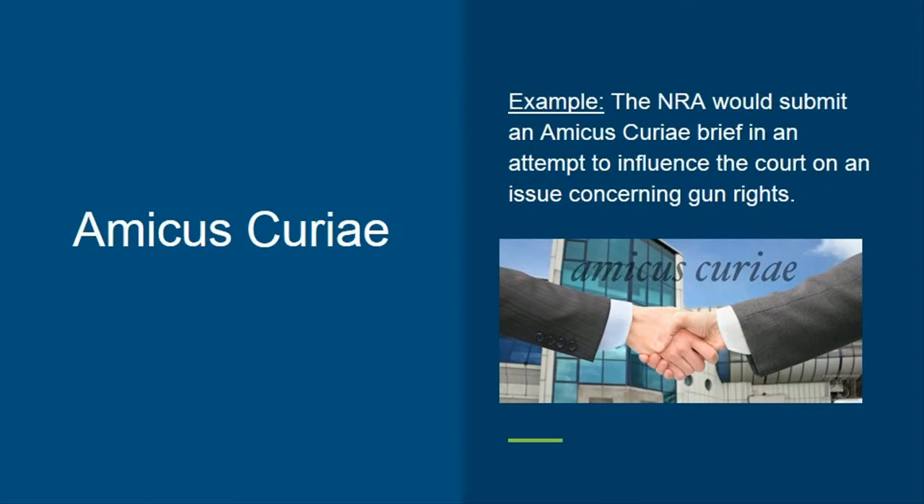For example, the National Rifle Association would submit an amicus curiae brief to a court in an attempt to influence the decision of the court on an issue concerning gun rights. This brief could contain anything from the statistics of a certain rifle or the precautions that were made when manufacturing the rifle to ensure that it was safe.